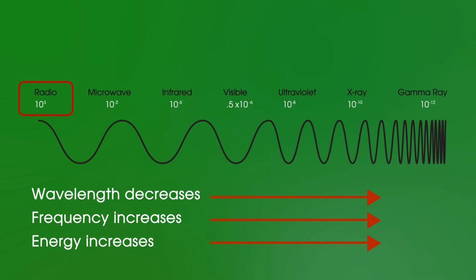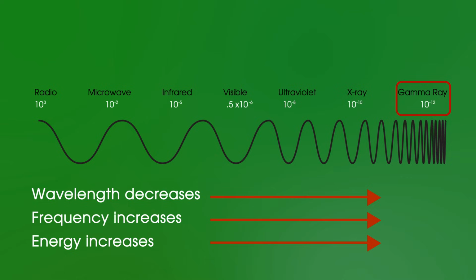Now, next to radio waves is microwaves. Then we have infrared, followed by visible light, which is right bang in the middle of the spectrum. Then we have the high energy side with ultraviolet, X-rays and finally gamma rays. You need to memorize this spectrum and know how the wavelength and frequency change as you move along it.